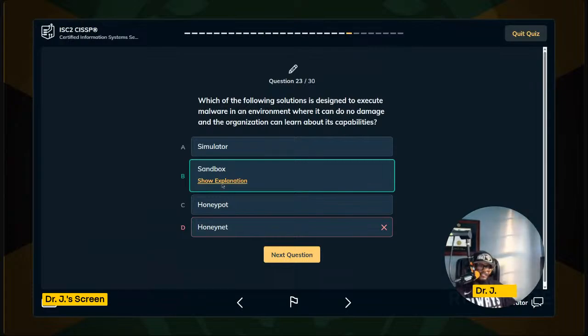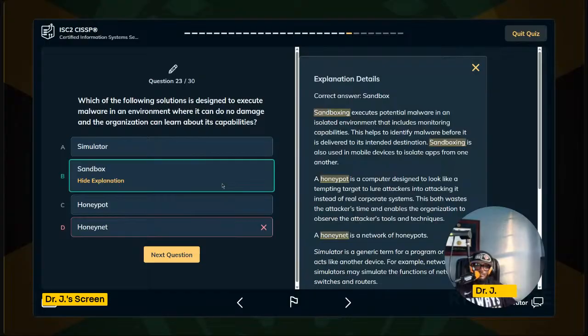I'm so mad at myself. I mean, yes, I know what sandboxing is. Maybe I read this wrong. Which of the following solutions is designed to execute malware? Yeah, yeah. Because yeah, it didn't say anything about trying to lure an attacker.